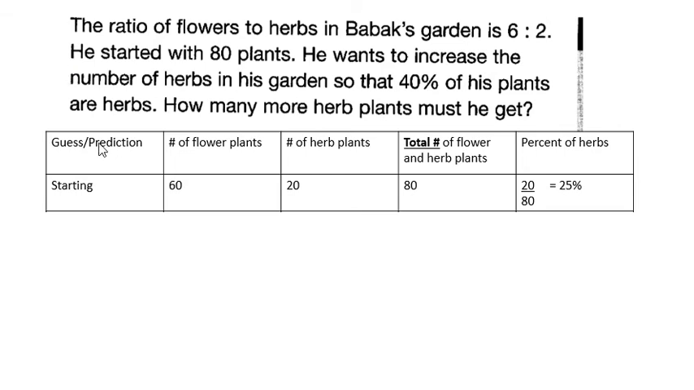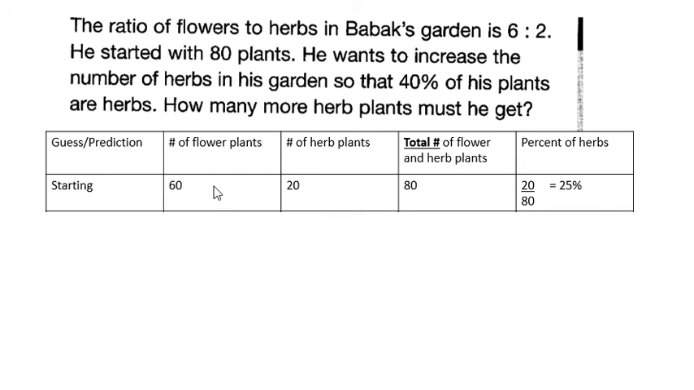So, I've made my chart that looks like this. This is my guess prediction. I'm going to change my guess and my prediction as I get closer or farther from the right answer. In this column here, I'm going to be posting the number of flower plants. In this column, the number of herb plants. And in this column, it'll be the total number, or the sum of the flower and the herb plants, which would be the number of flower plants added to the number of herb plants.